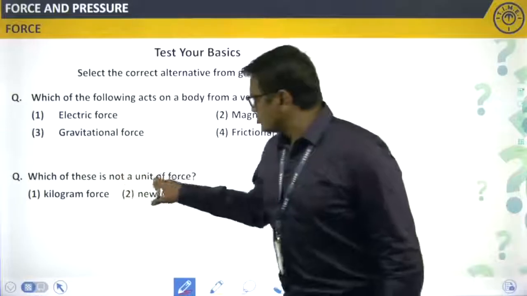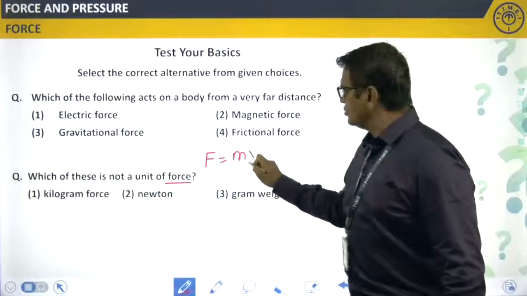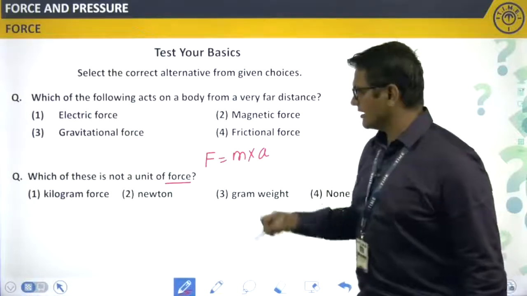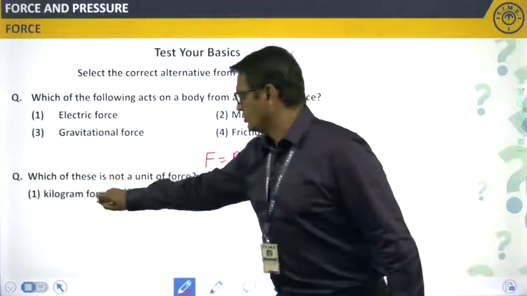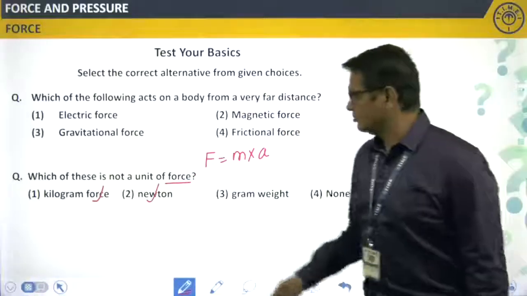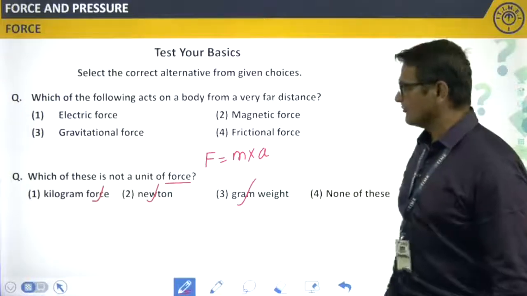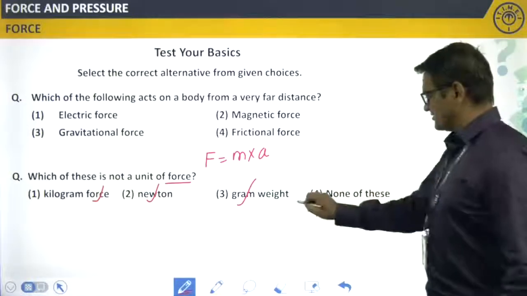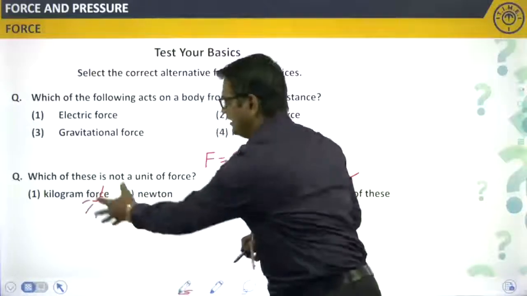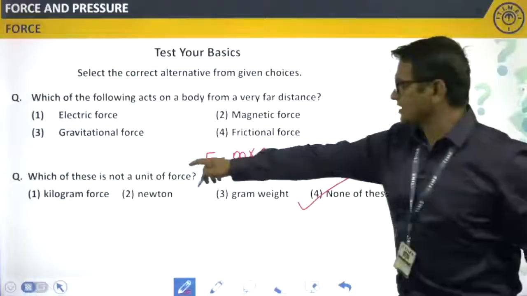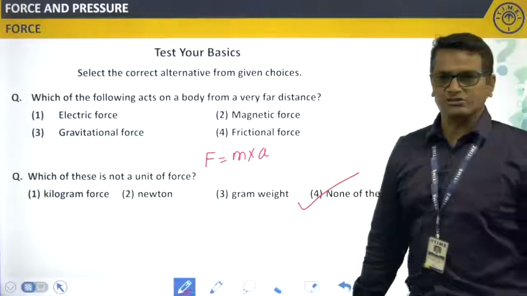Which of this is not a unit of force? Force is nothing but mass into acceleration, right? Okay, let us see. Kilogram force, yes, it is a unit of force. Newton, it is a unit of force. Gram weight is a unit of force. So all these are units of force, right? None of this, yes. So this is the right answer. So my correct alternative would be none of them. All these are units of force. Clear?